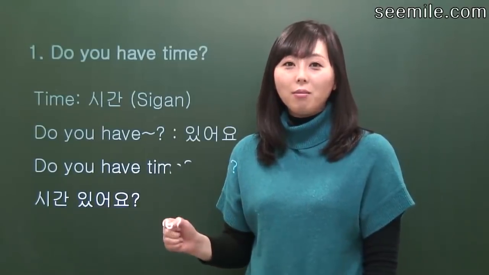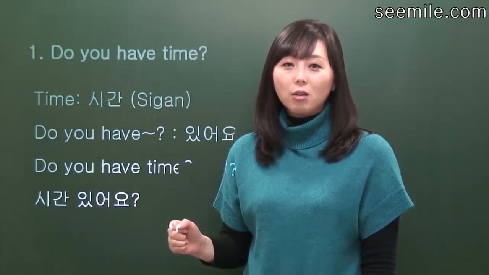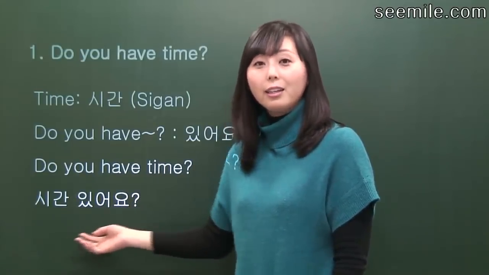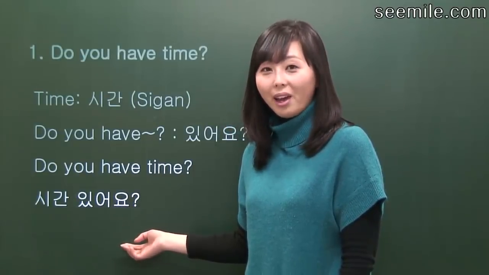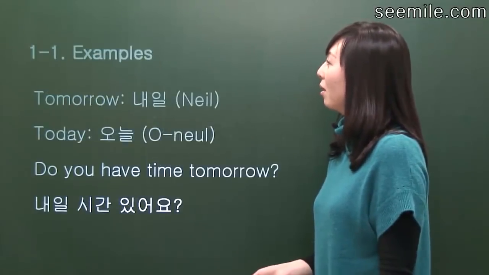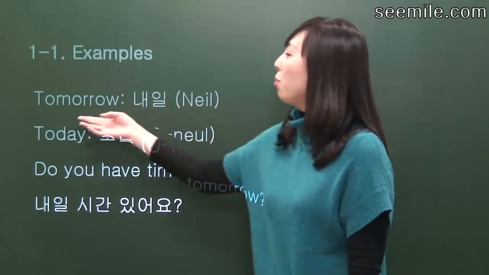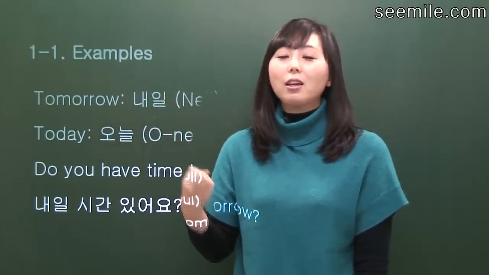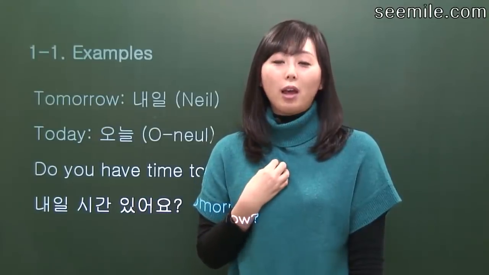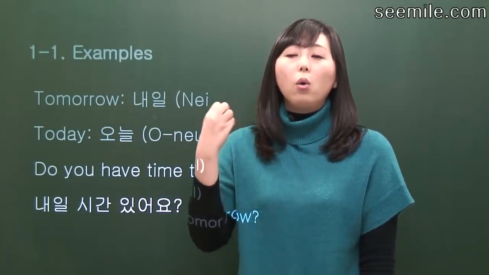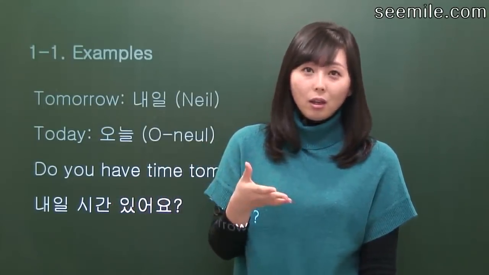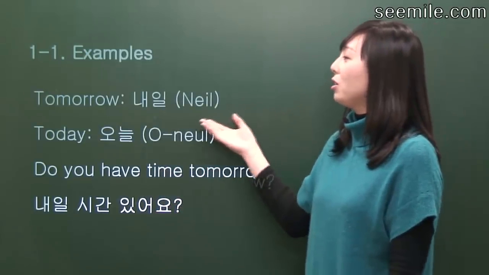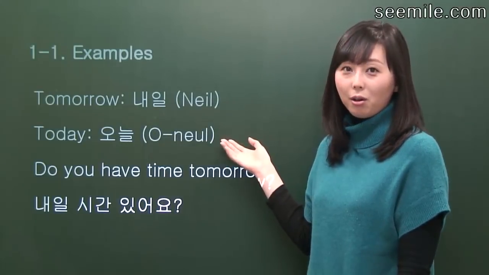Christine, do you have time? How can you say it in Korean? Christine, 시간 있어요? Okay? Good. Let's see the examples. Tomorrow. If you just ask, like, do you have time? I would ask back to you, when? Today? Tomorrow? When? Because you didn't mention the exact time here.